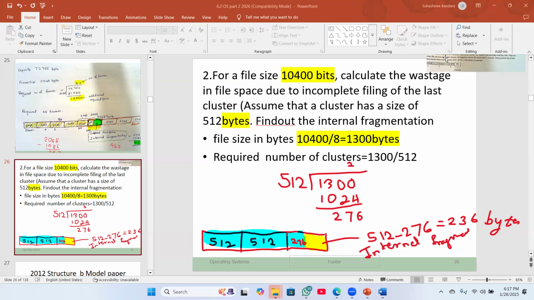First, if you get this kind of question, check about the bits and bytes. So take everything into one format. Normally we take it to bytes. We are not going to simplify with bits. Most of the time we take it to bytes. So 512 bytes also. Then we divide 1,300 bytes by 512 and find the number of clusters, the number of block sizes.